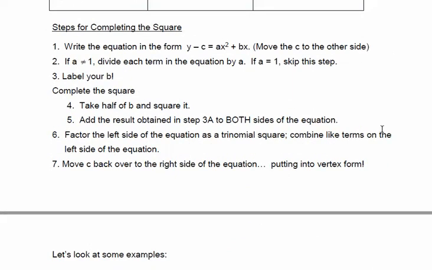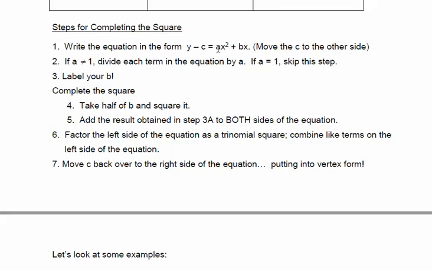Now, here are the steps for completing the square. I wrote them out and I typed them so you wouldn't have to worry about writing all this stuff. But essentially, we want everything with the x's on one side and the y and the numbers on the other side. If a is not equal to 1, that means the number in front of x squared is not equal to 1, I'm going to divide each term in the equation by a. If not, I'm just going to skip it.